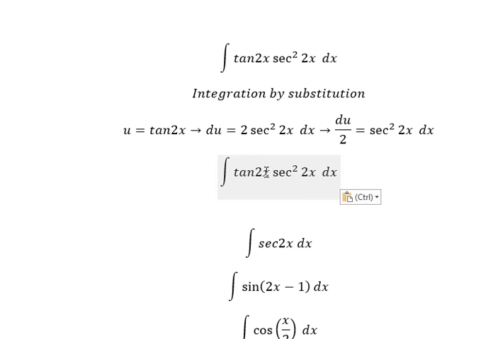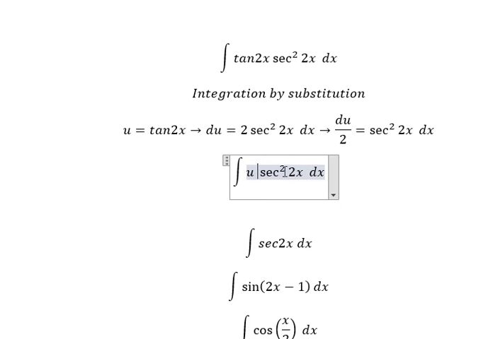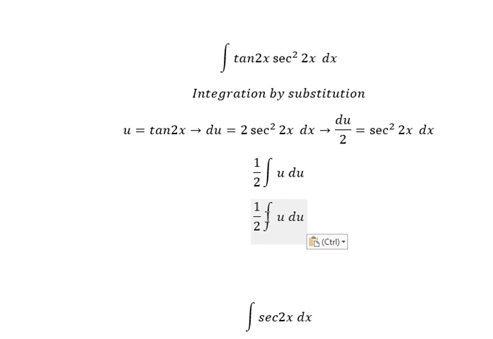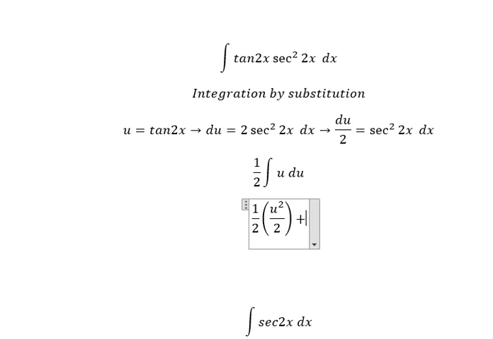So this one we change by u. Secant of 2x squared dx we change by du over number 2. The integration of u, we have u squared over 2, and we put c.